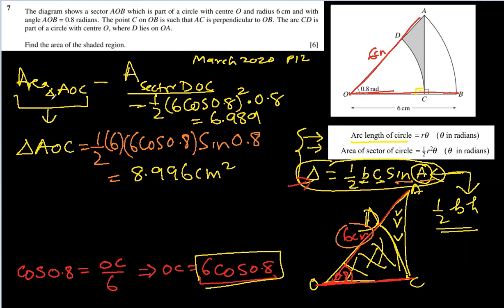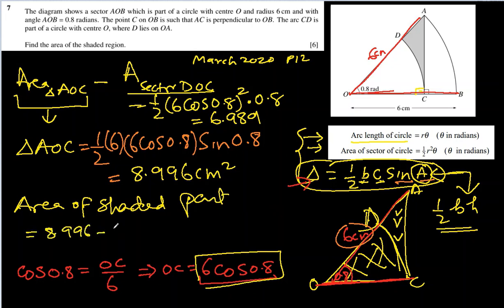And now we know both the areas, just subtract. The area of the shaded part equals 8.996 minus 6.989, which will be about 2.07, or you can write 2.1 centimeters squared. That's the final answer.